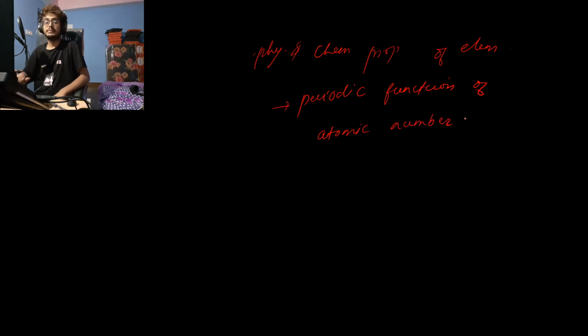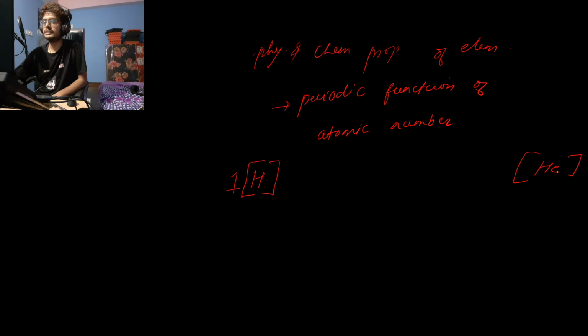So basically this means that in the modern periodic table, elements are categorized based on their atomic numbers. They are placed in certain positions in the periodic table. For example, the first element is hydrogen. Since the atomic number of hydrogen is 1, it is placed in the first group. The second element is helium, whose atomic number is 2, so it is placed in the second spot in the periodic table.